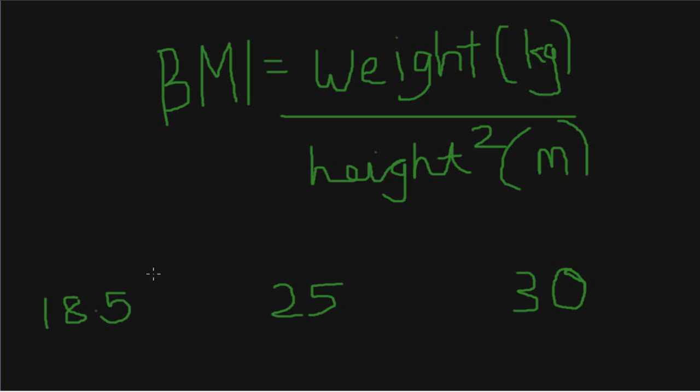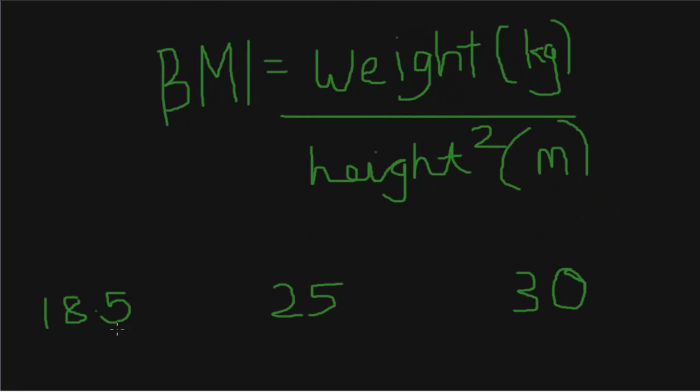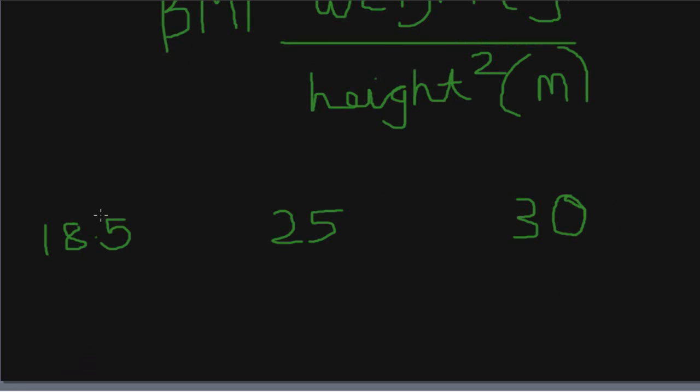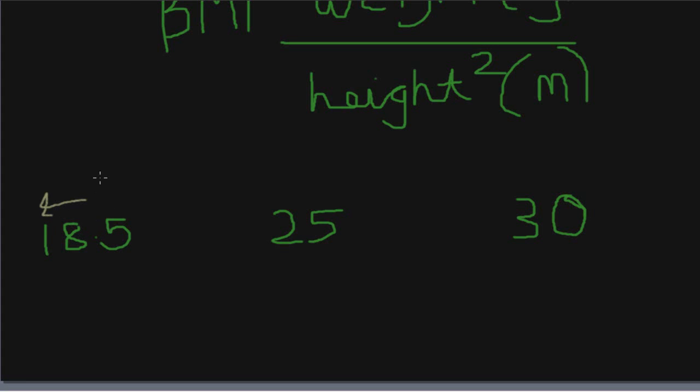Now, if your BMI is under 18.5, then you will be underweight, and that can also cause problems. You could not have enough energy to walk, or just can't concentrate enough. So that is still bad. It's not just obese or overweight that's bad. Being underweight can be extremely bad as well. Underweight.